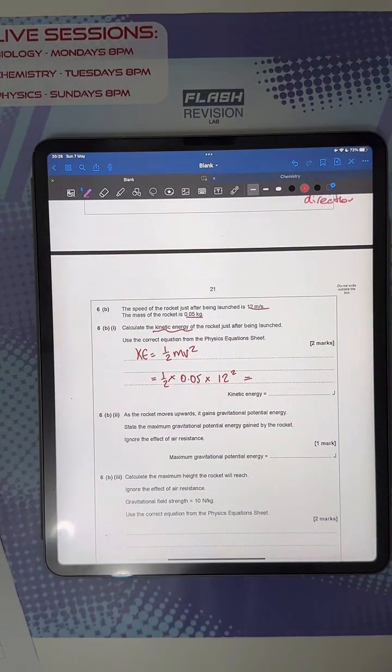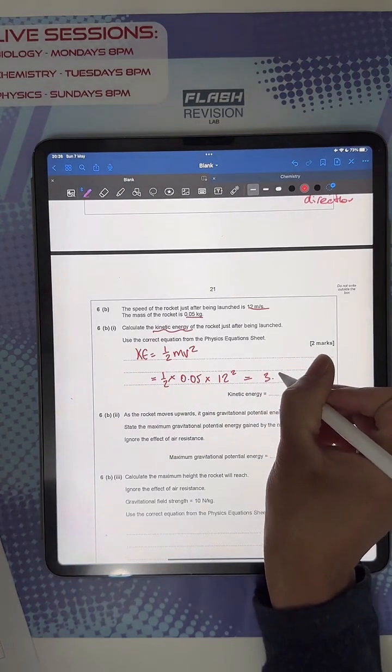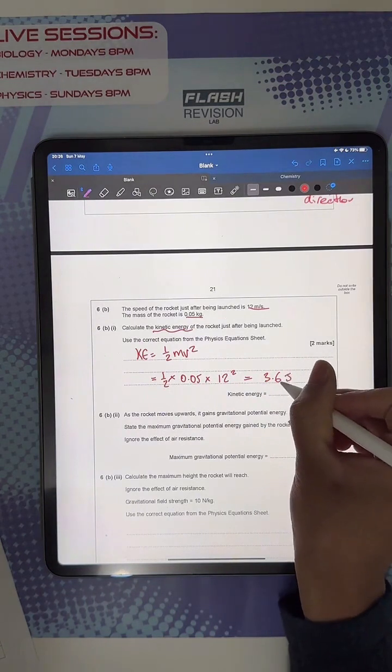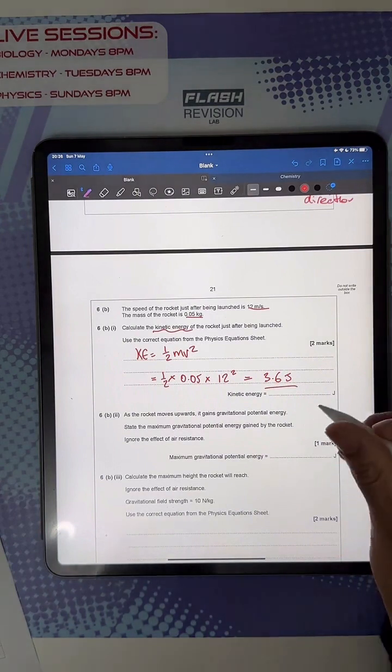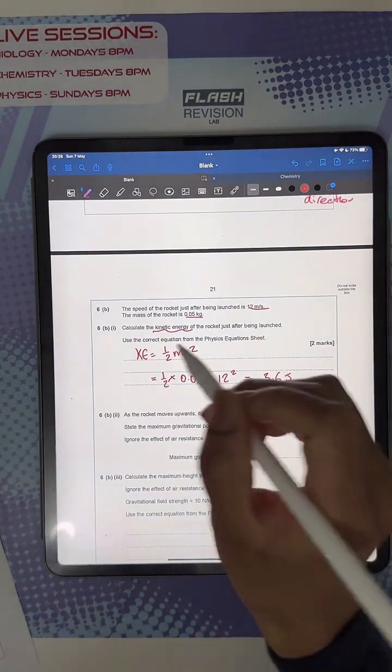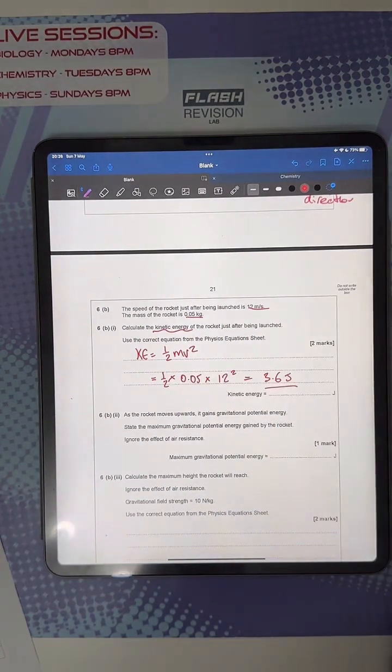Does anyone have the answer to that? 3.6. Yes, it's 3.6. So the answer is 3.6 joules. Not 7.2. I think if you got 7.2, you probably forgot to half it. So remember to half it. You might have just done mv squared, I think.